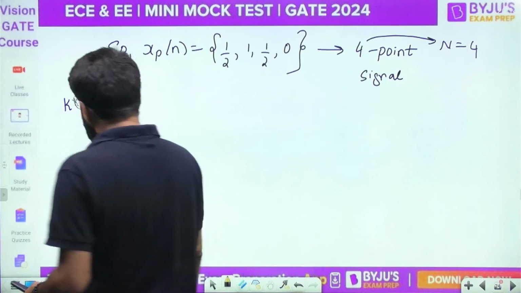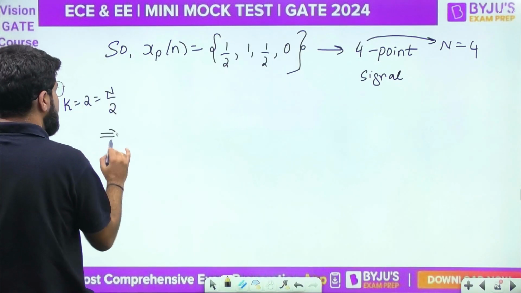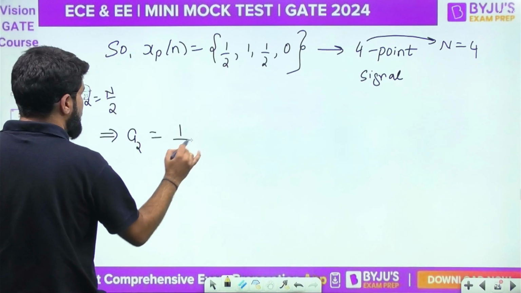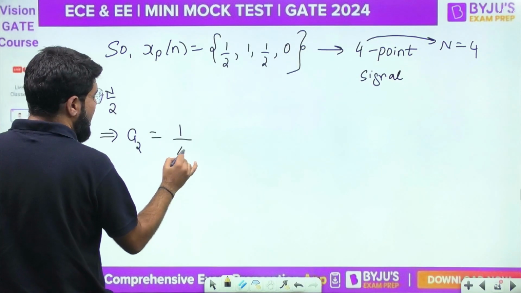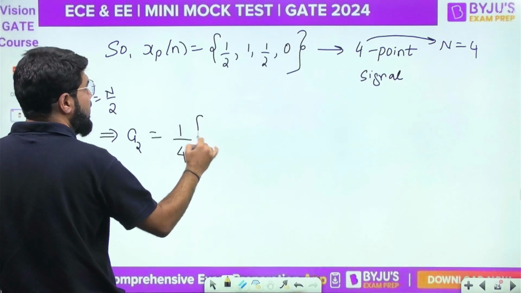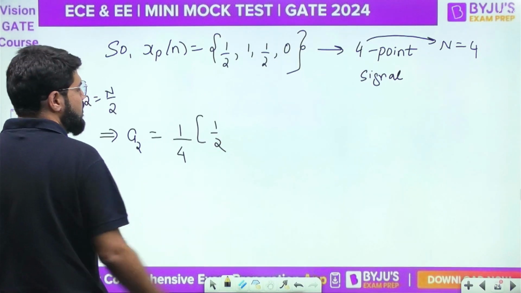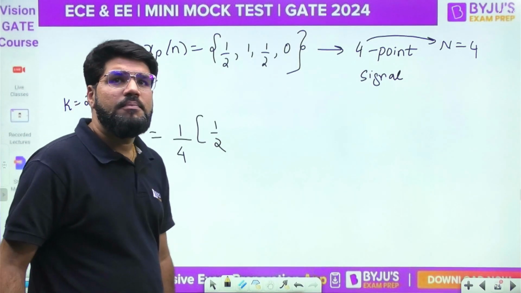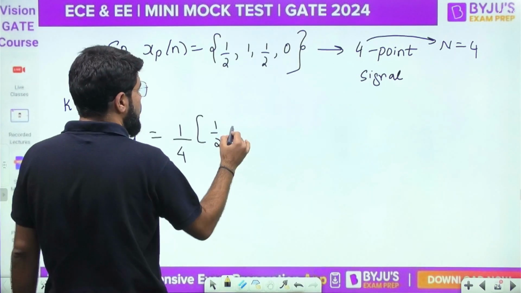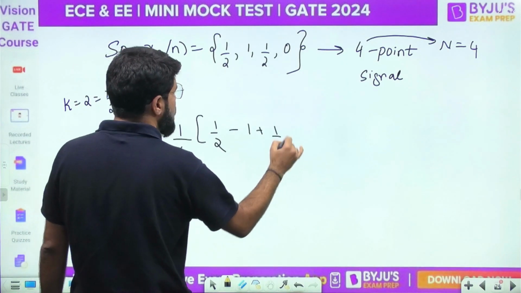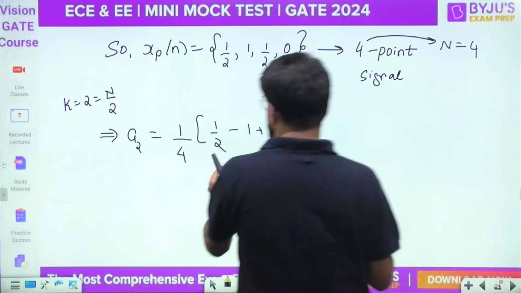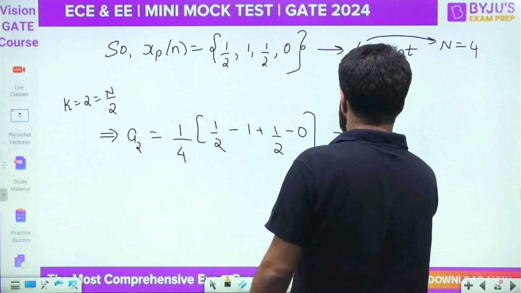And k is equal to N by 2, the central ordinate. In such a case A2 is given by 1 upon N. The value of N is 4, into alternate plus minus. So 1 by 2 minus 1 plus 1 by 2 minus 0. That is 1 by 2 plus 1 by 2, 1 minus 1 cancelled, the answer is 0.